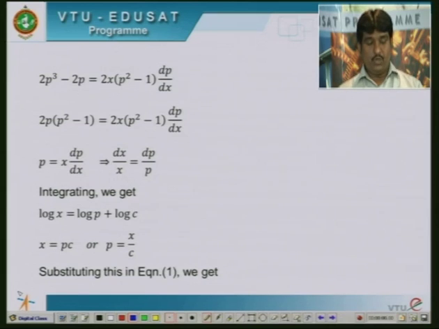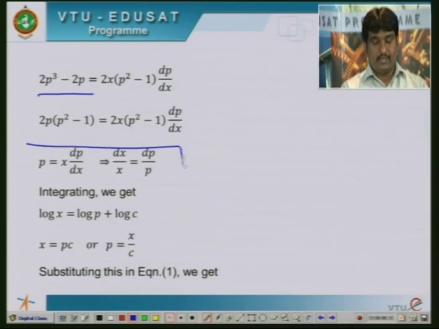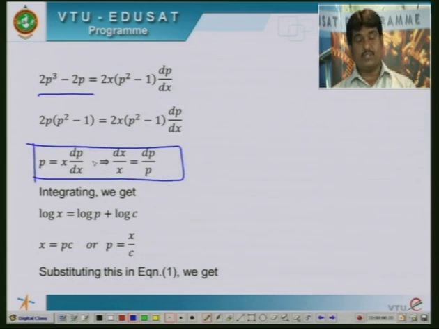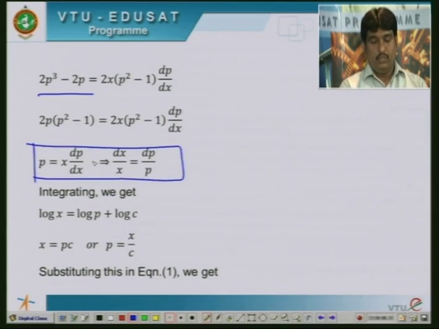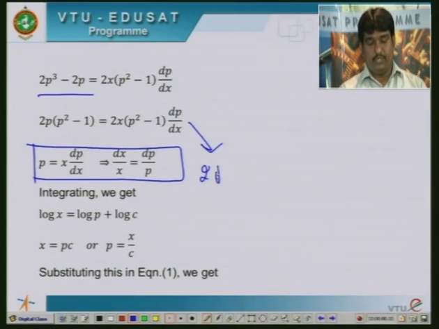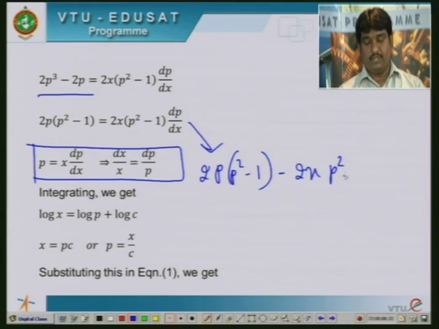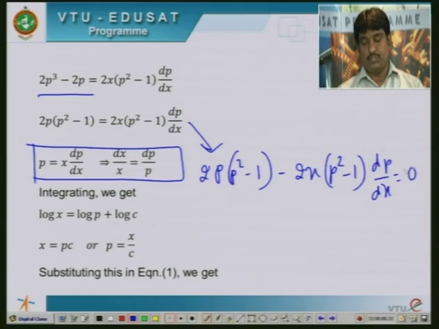Now, take 2p common here: 2p into p square minus 1 equals 2x into p square minus 1 dp by dx. I have arrived at this stage after simplifying this. Take this to the left hand side, we get 2p into p square minus 1 minus 2x into p square minus 1 dp by dx equals 0.